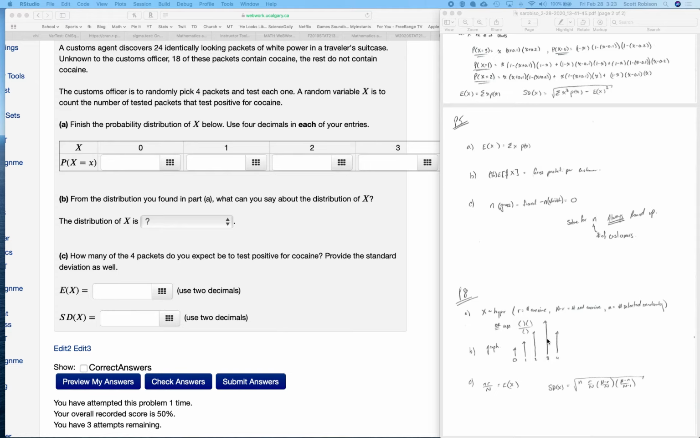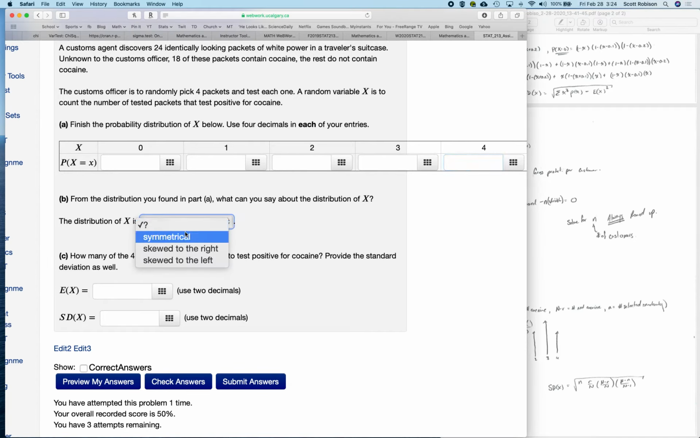Once you've seen the top height, which in this particular example is 3, you then look at which tail is longer, from the tallest value to 0, or from the tallest value to 4. In this example, it does look like the left tail is longer, so this could be skewed left.